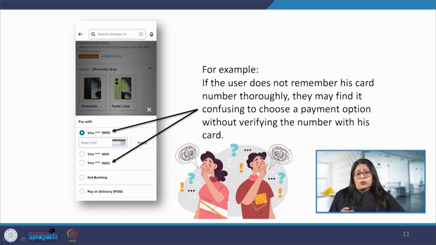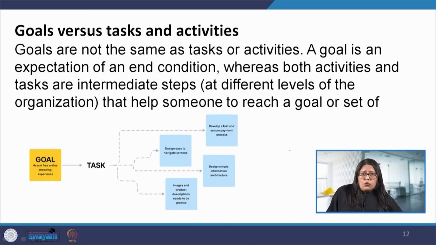Now, there are two things. One is goals and the other is the task and the activity. Both are different things. Goals are not the same as tasks or activity. A goal is an expectation of the end condition, the final goal, and activities and tasks are steps in between which allow a person to fulfill their goal.